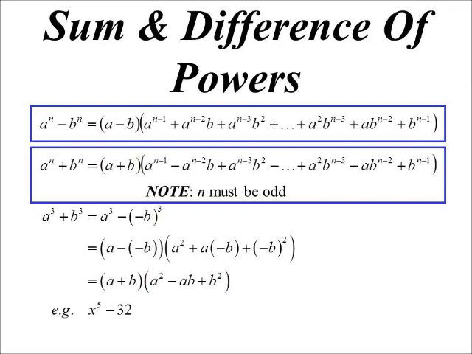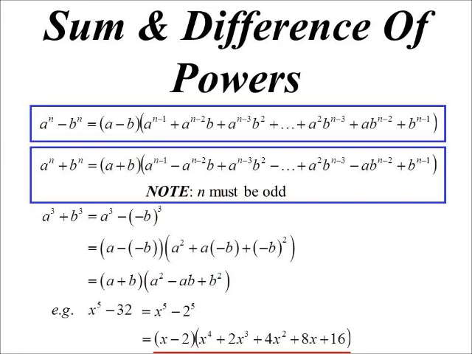So there's our example. If we had x to the power of 5 minus 32, I know 32 is 2 to the power of 5. X minus 2 comes out. Powers of x will start at 4 and go down by 1. The powers of 2 will start at 0, so 2 to the power of 0 is 1, and then go up by 1, and there's our factorisation.